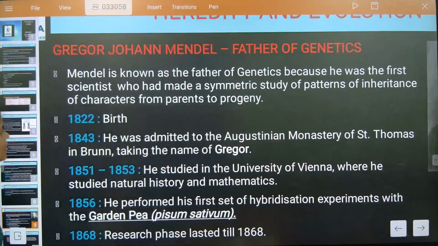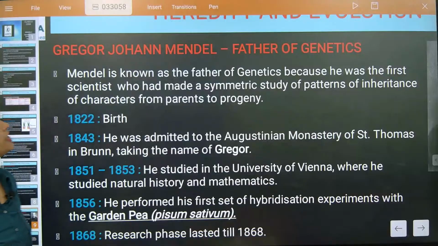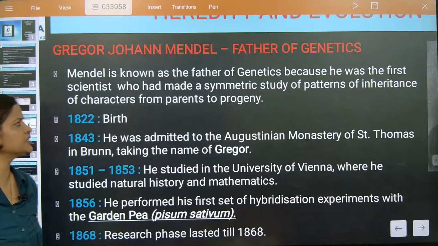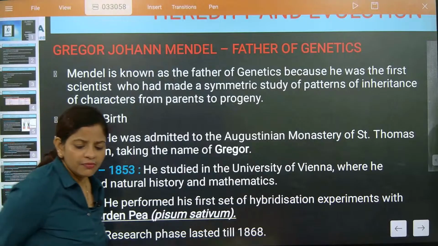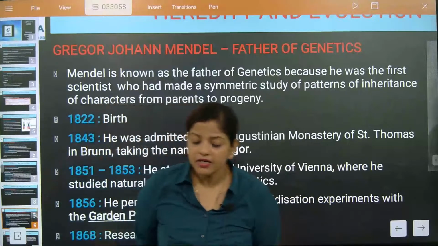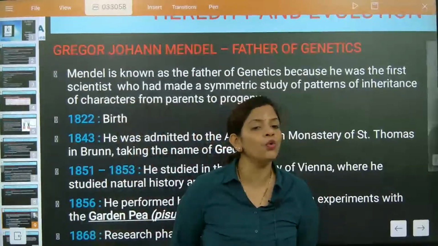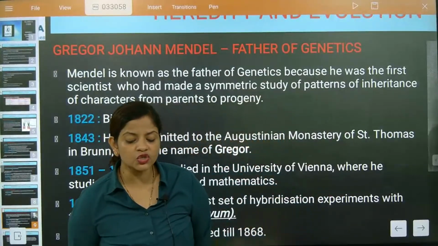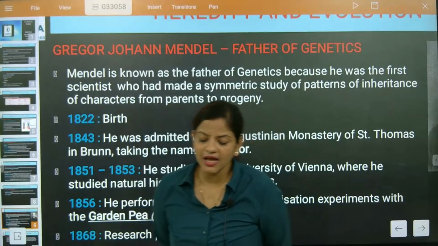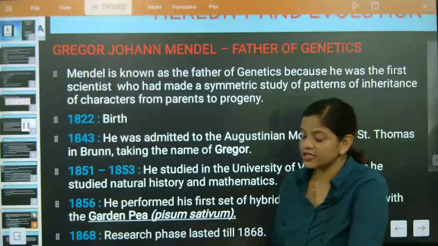So now we are going to understand that Mendel is known as father of genetics. He was the first scientist who made a systematic study of the pattern of inheritance of characteristics from parents to progeny. What type of characteristics or traits are transmitted from parents to offspring was exactly told by whom? Mendel. So Mendel was the first one. His birth time and all this are in this PDF, and it will be reaching you. You will be getting these points.